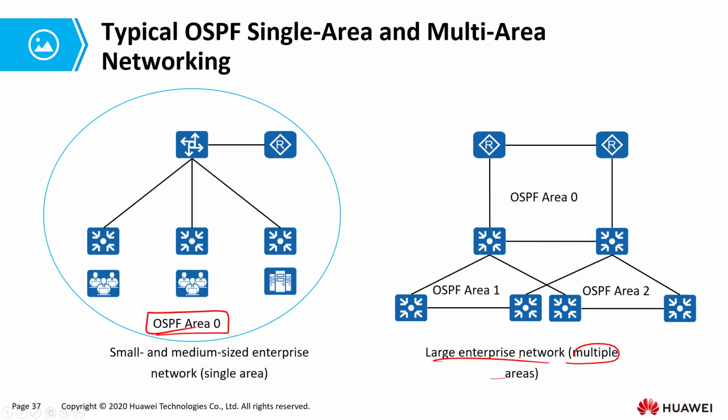So in this case, we have area zero at the core. We have area one and area two connecting aggregation to the core. So you can see area one is connected to area zero, and also area two is connected to area zero, which is meeting the requirements of multiple area design. This is area zero for large enterprises.